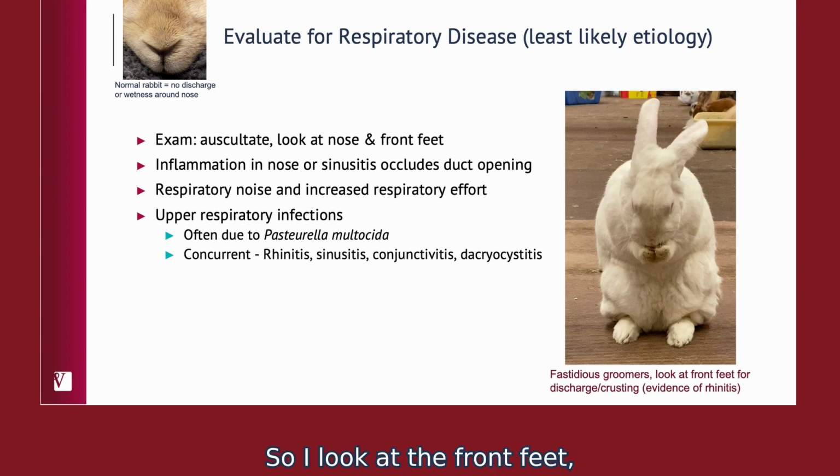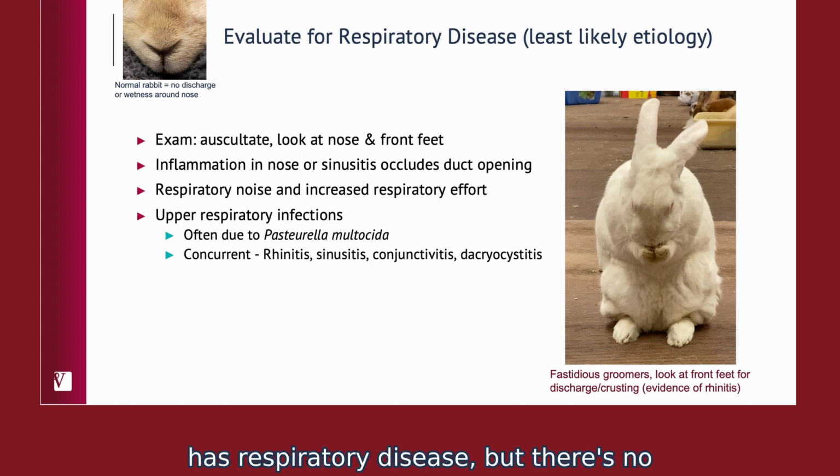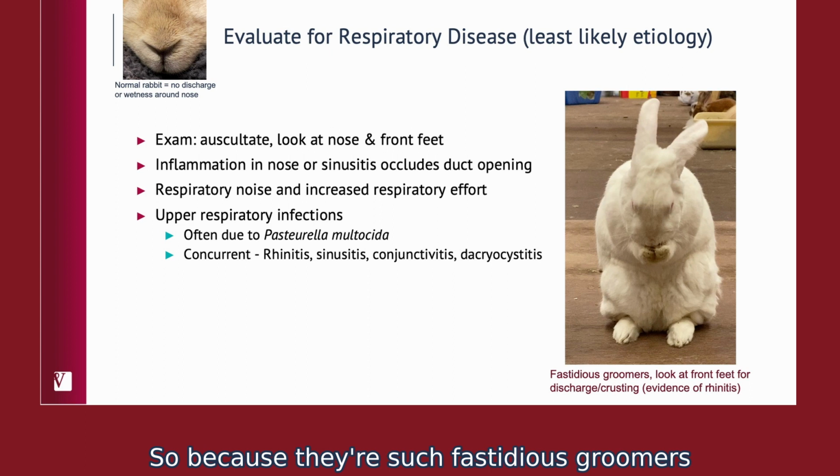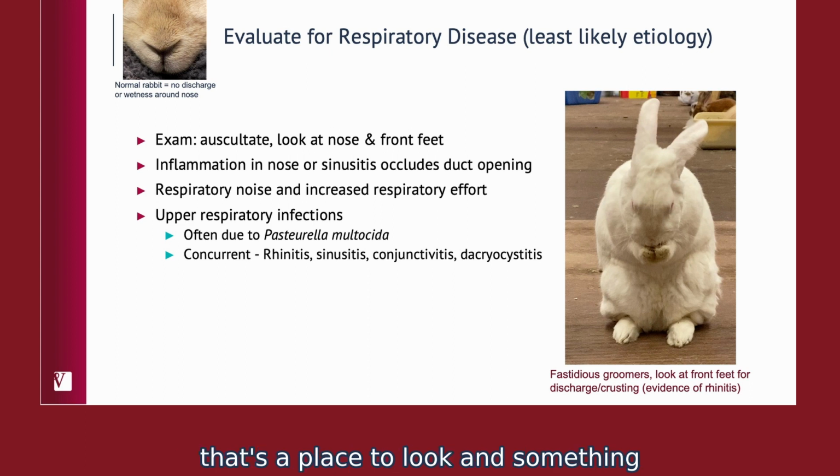So I look at the front feet. I'm looking for crusting or any sort of discharge on the front feet. Sometimes you'll see a rabbit that has respiratory disease, but there's no evidence of discharge from the nose, but you'll actually see it on the front feet. Because they're such fastidious groomers, that's a place to look and something that we don't necessarily think about for other species. Obviously, you're going to auscultate, listening for increased respiratory sounds in the lower respiratory tract or the upper respiratory tract. If that's all clear, then I move on to looking at the eyes.